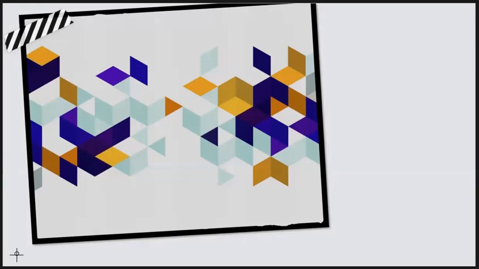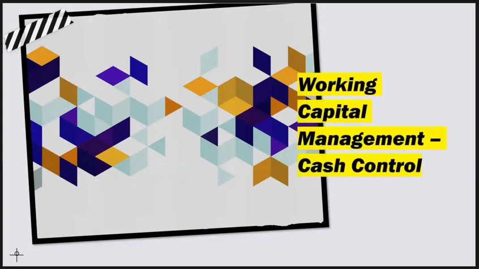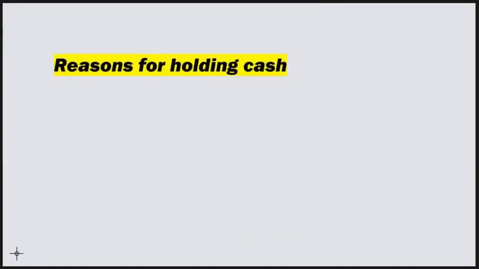In this video, we're going to have a look at the way that cash control is managed using working capital. So, an entity has many reasons as to why they may hold cash. Some of these reasons are as follows.